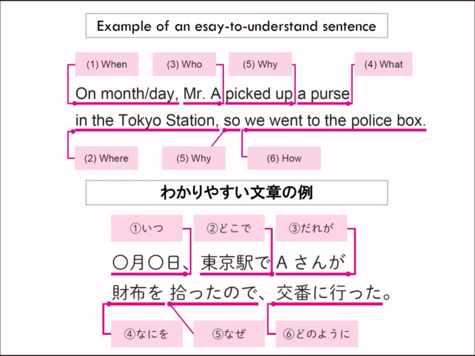Example of an easy-to-understand sentence. On month, day, Mr. A picked up a purse in the Tokyo station, so we went to the police box.